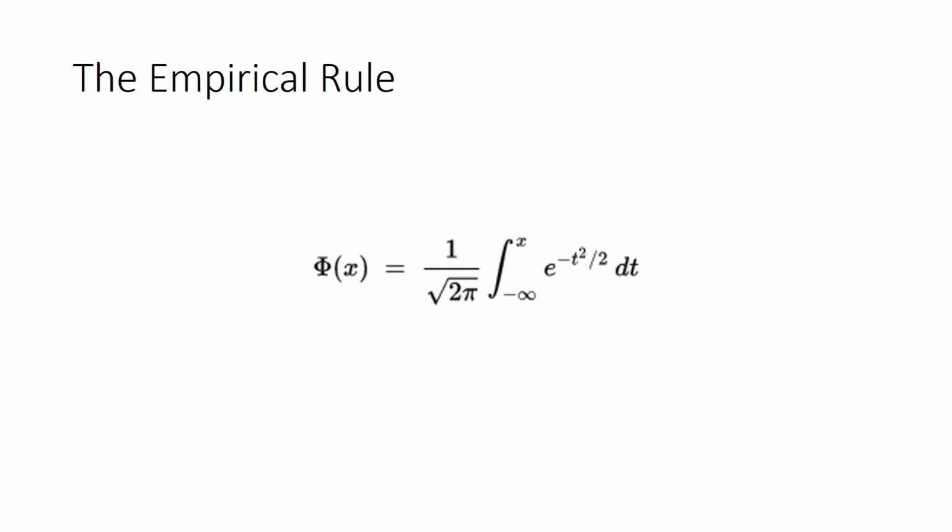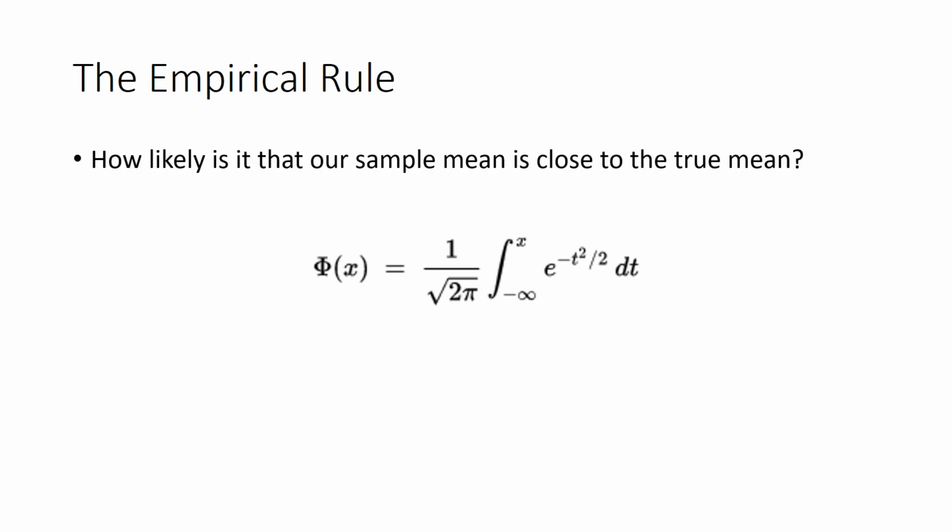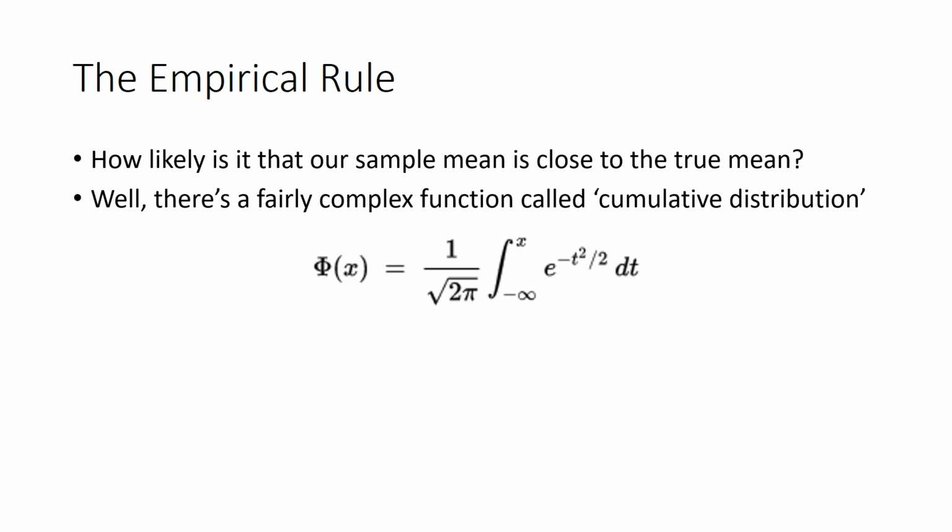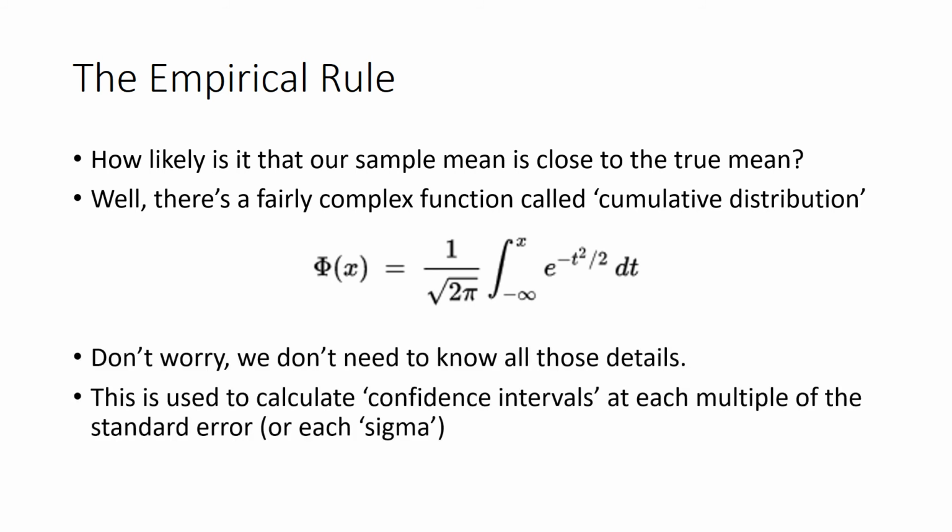Here's the empirical rule. I'm sure you'll memorize that. So how likely is it that our sample mean is close to what the true mean would be if we had the whole population? This complex function here is called the cumulative distribution function. I'm not going to go into it, it looks horrible. But it's really just to prove that these numbers that I'm going to be showing you soon are not plucked out of my backside. They're worked out statistically. So these give us something called confidence intervals at each multiple of the standard error. In scientific circles, these are called sigmas.